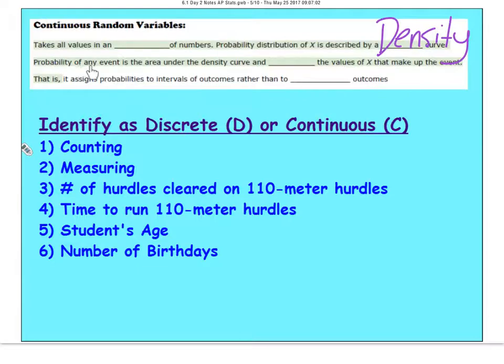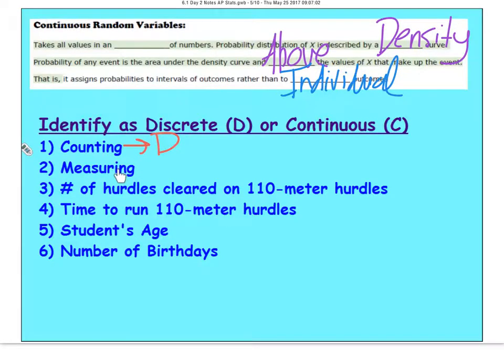In this case, the probability of any event is the area under the curve and above the x axis that makes up the entire event. That is, it assigns probabilities to intervals of outcomes rather than to individual outcomes, as we saw when we were talking about discrete variables. So let's look at these 6 examples and just identify which of these 6 is discrete and which is continuous. So if you are counting numbers, you're going to count 1, 2, 3, 4, 5. Would this be considered continuous or discrete? In this case, this would be considered a discrete value.